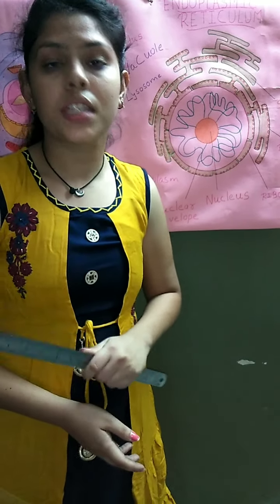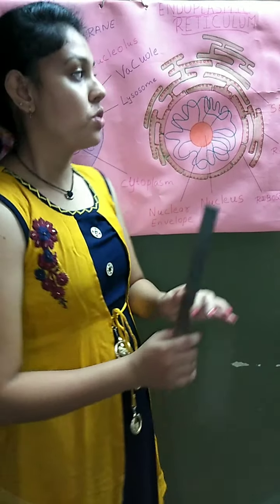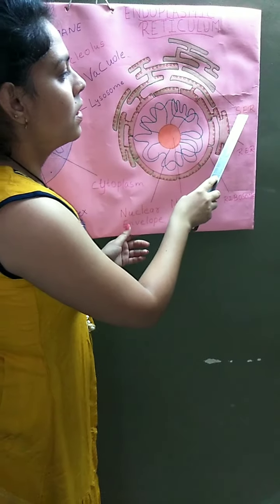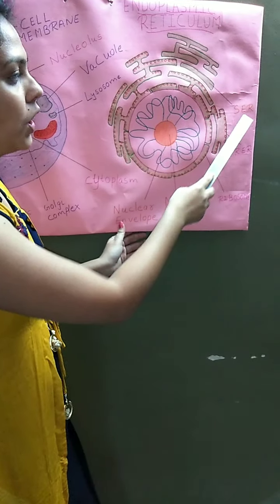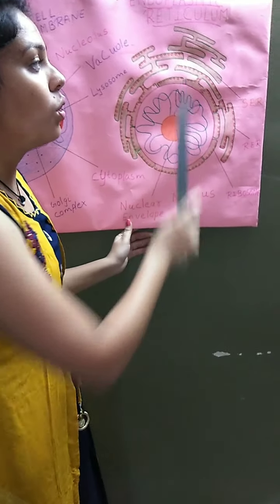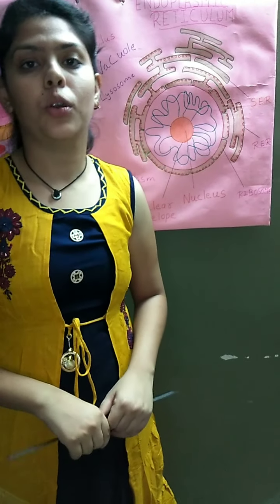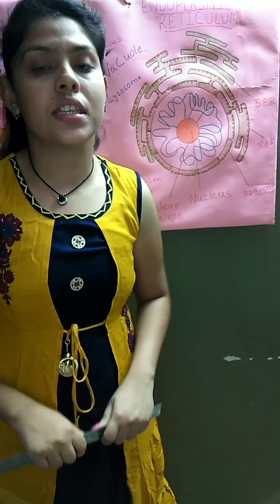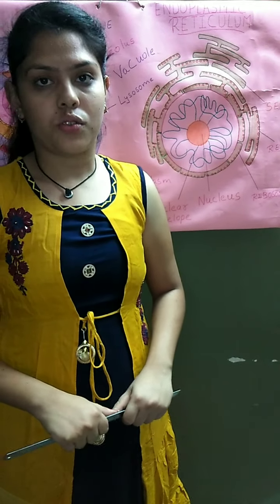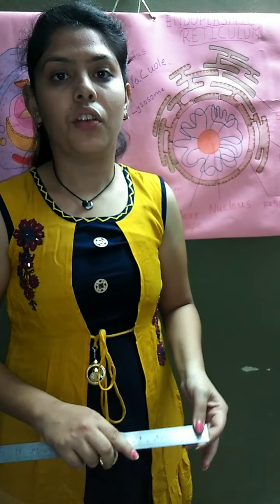Now the second one is the smooth endoplasmic reticulum. So here is the smooth endoplasmic reticulum. In this you can see there is no ribosome attached to its surface. So it is called smooth endoplasmic reticulum when we see it under the electron microscope. The smooth endoplasmic reticulum is also helpful in the manufacture of lipids and fat molecules, and it also helps the cell to function.